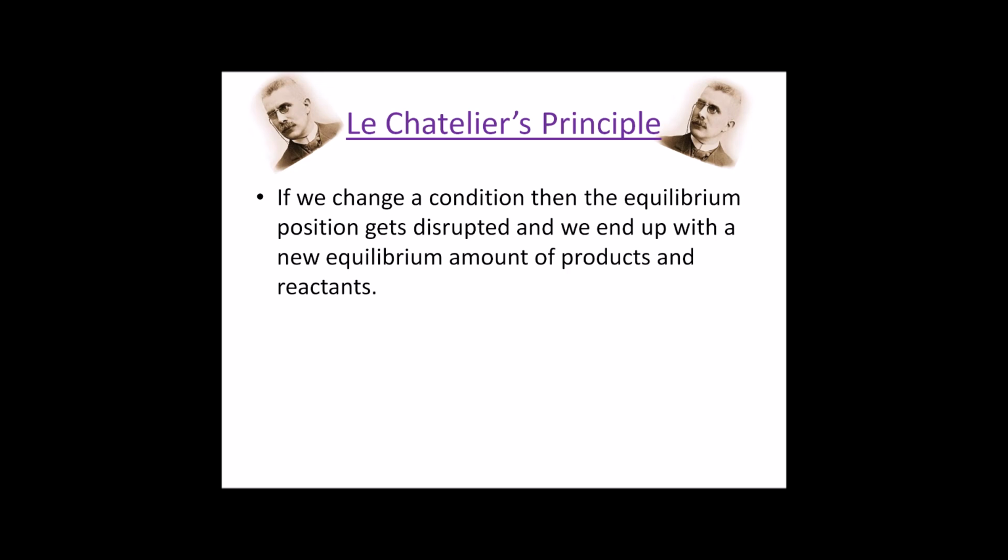So basically, if we change the conditions, then the equilibrium position gets disrupted and we end up with a new equilibrium amount of products and reactants. So you might have had at first in your reaction 50% of your reactants on the left, 50% of your products on the right. If you change something in the equilibrium, like change the pressure, change the concentration, change the temperature, then you might end up with, say, 25% of your reactants, 75% of your products.